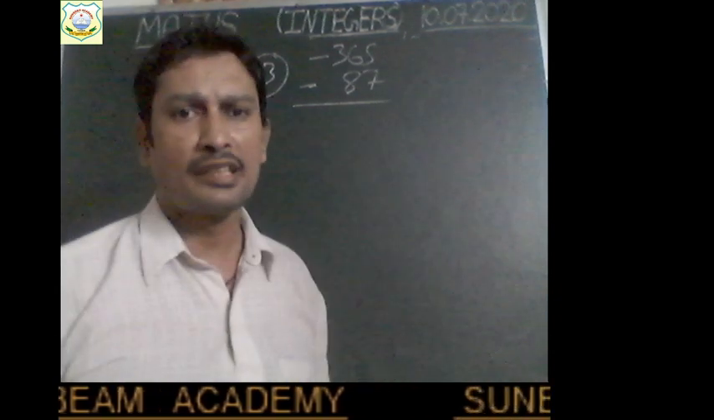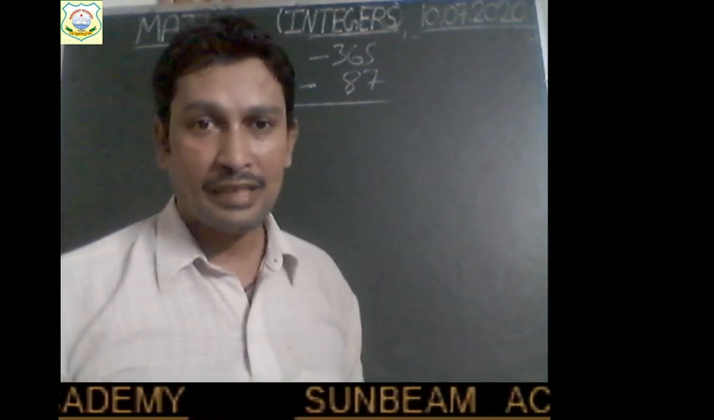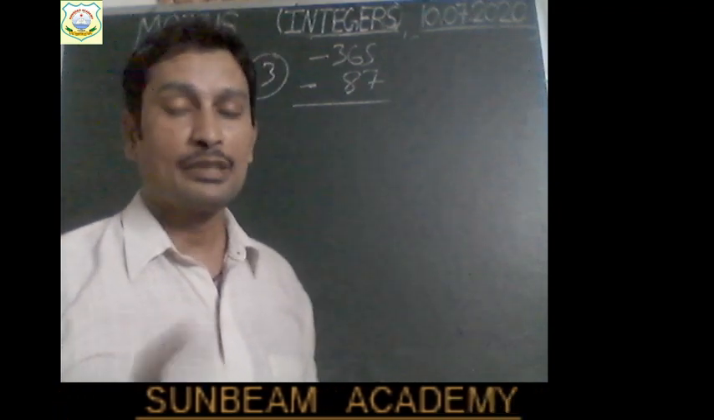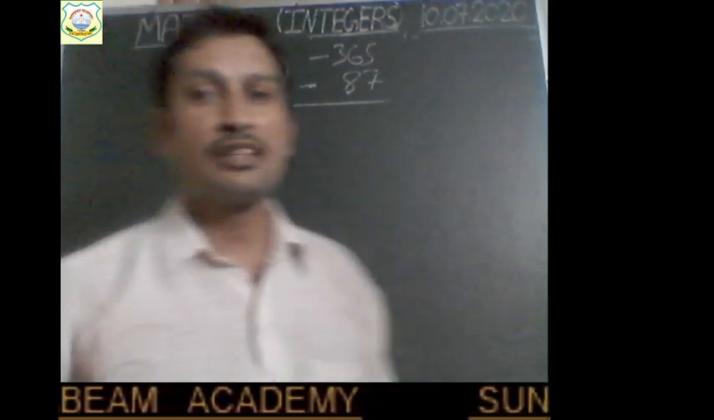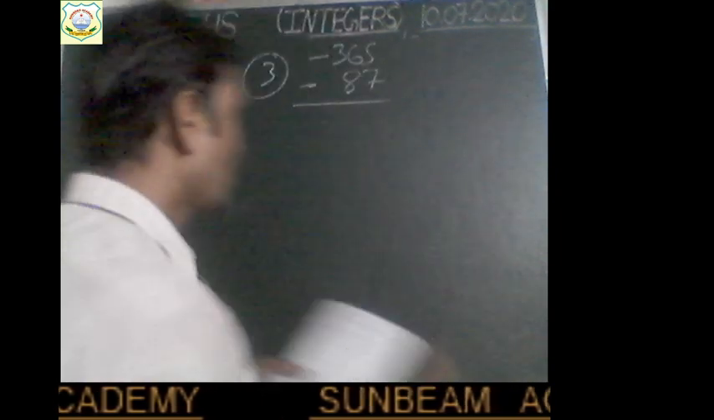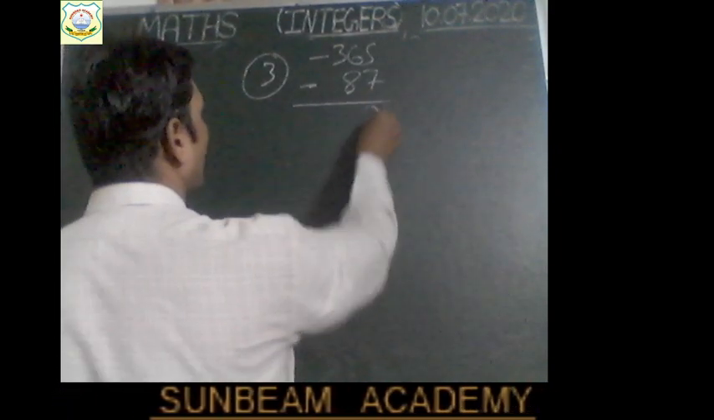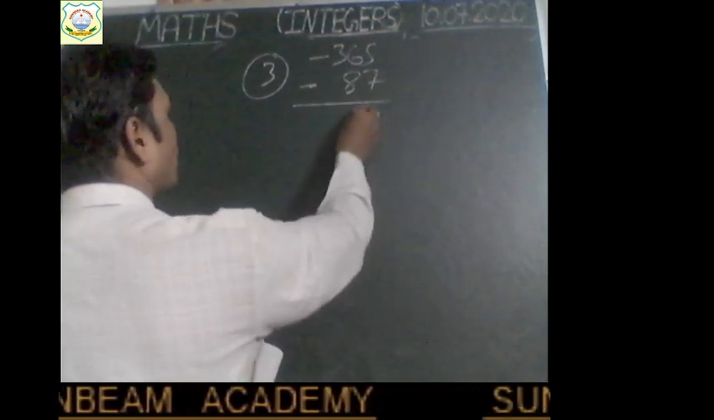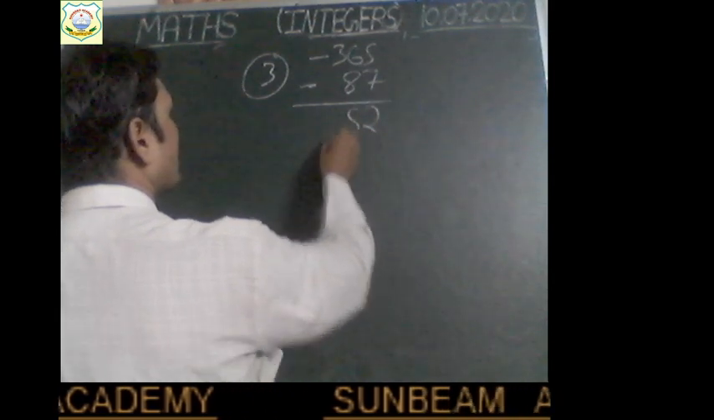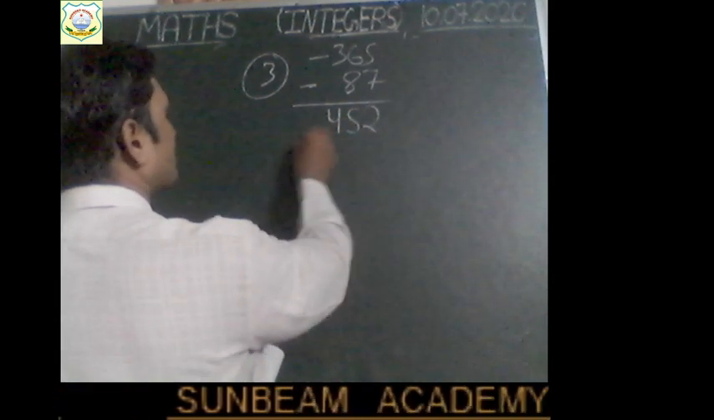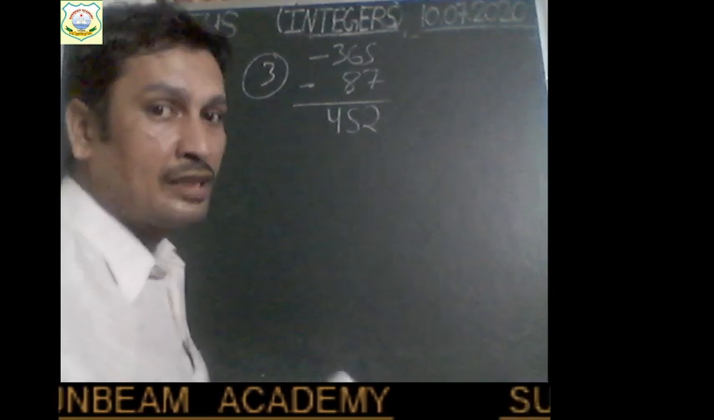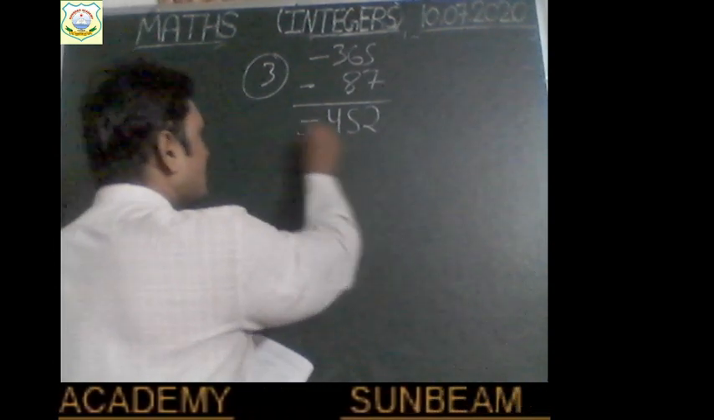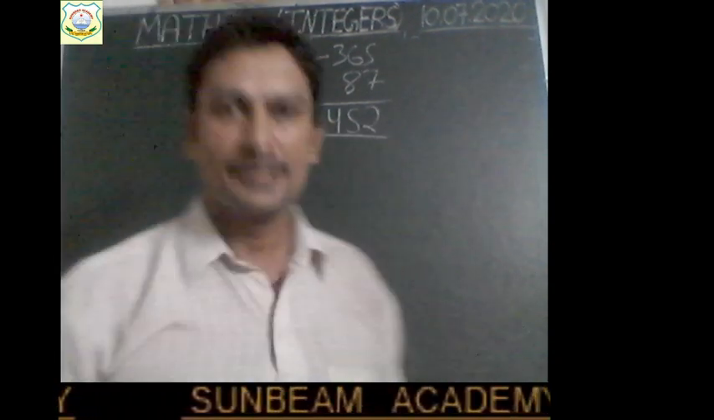Right? It's so simple, children. Both the integers have the same sign, so you will add, and because they are negative integers, their result will be negative. So what we will get? 7 plus 5, 12, carry 1. 6 plus 8, 14, and 1, 15, carry 1. 3 plus 1, 4. 452, both are negative integers, so the sign will be negative. Simple.